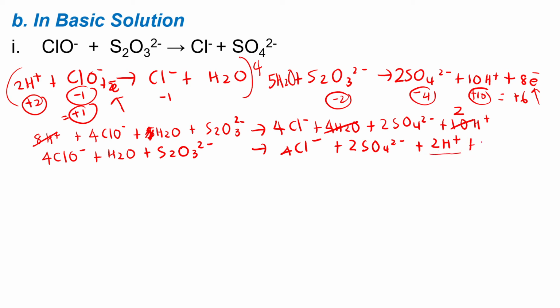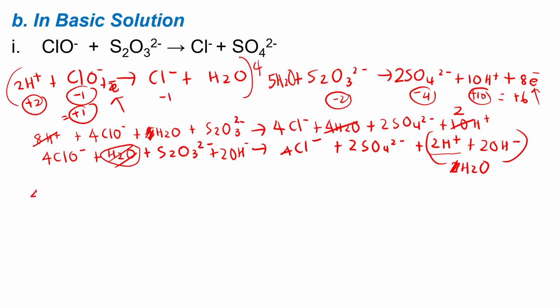So we add 2 OH minus on your left and right hand side. So here 2 OH minus. Okay, 2 H plus will combine with 2 OH minus to produce 2 H2O. So here we have 1 H2O. So 2 minus 1, we have 1 H2O balance on your right hand side.